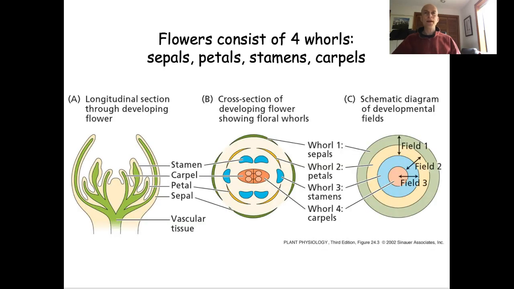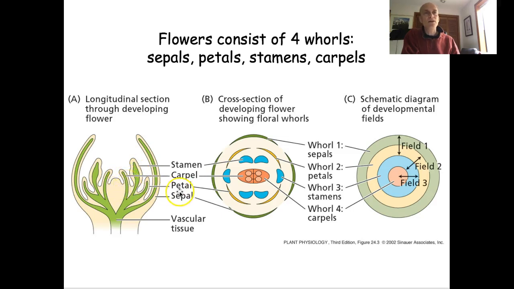Okay, so when you look at a flower in a longitudinal section, like you see here, you see that there are four major organs. Those are organs that you are familiar with. They are the sepals, the outside leaves that cover the flower before the flower opens. The petals, those are usually the shiny colored ones. And then there is the carpel and the stamen. The carpel and the stamen, of course, carry the female and the male organs.